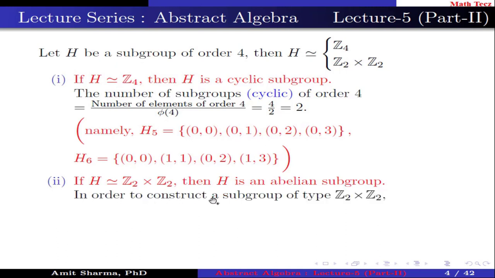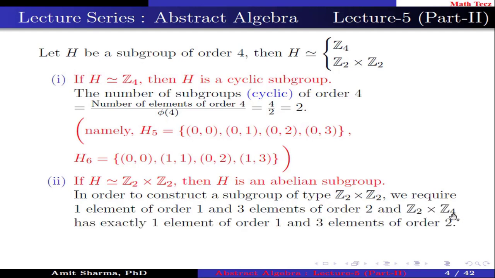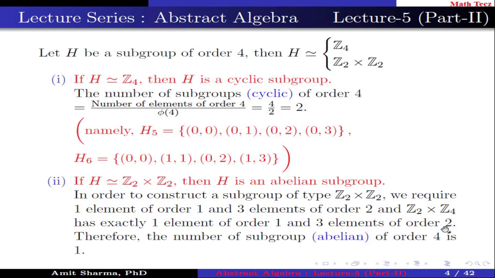Number 2, if H is isomorphic to Z2 cross Z2, then H is an abelian subgroup. In order to construct a subgroup of type Z2 cross Z2, we require one element of order 1 and three elements of order 2, and Z2 cross Z4 has exactly one element of order 1 and three elements of order 2. Therefore, the number of subgroups of order 4, which are abelian, is 1, and the subgroup is H7, which contains the elements (0,0), (1,0), (0,2), and (1,2).